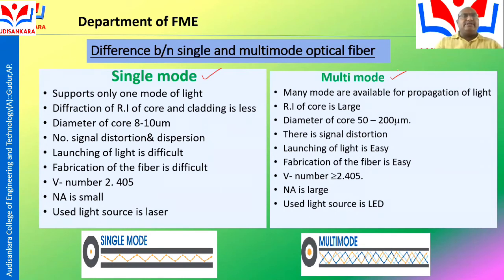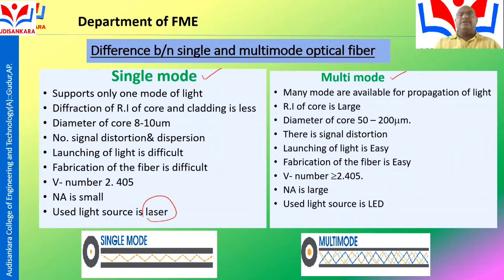Second point: the difference of refractive indices of core and cladding is less, and the diameter of the core is 8 to 10 mm. There is no signal distortion and dispersion in single mode step index fiber. Launching of light is very difficult in single mode. The fabrication of the fiber is difficult, the V number is 2.405, and the numerical aperture is a small value. The source of light used is laser light. This is a single mode step index fiber.